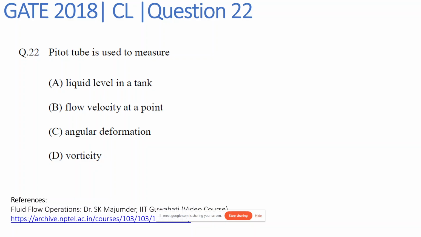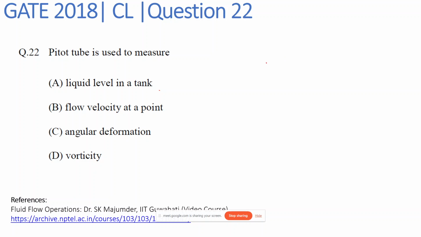Another such equipment to measure the flow rate is the pitot tube. This is a very straightforward question which asks: a pitot tube is used to measure what? Option A is liquid level in tank. Option B is flow velocity at a point. Option C is angular deformation, and option D is vorticity.